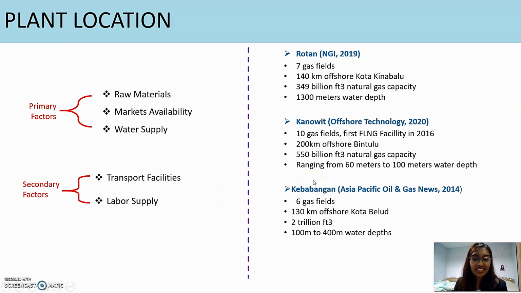Rotan field has 7 gas fields, and this has been an area of interest as discovered by Murphy Oil Corporation. The field is situated 140 kilometers offshore Kota Kinabalu with a natural gas capacity of 349 billion cubic feet. And Kanowit, on the other hand, has a cluster of 10 gas fields and is situated 200 kilometers offshore Bintulu with a natural gas capacity of 550 billion cubic feet. And lastly, the Kebabangan cluster is relatively new and has 6 gas fields. The cluster comprises of these fields and is positioned 130 kilometers offshore Kota Belud with an expected natural gas capacity of 2 trillion cubic feet.